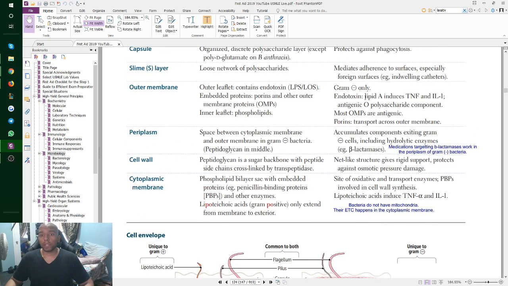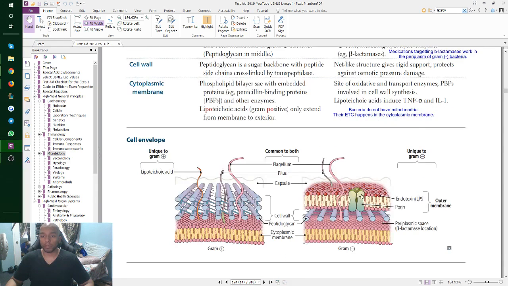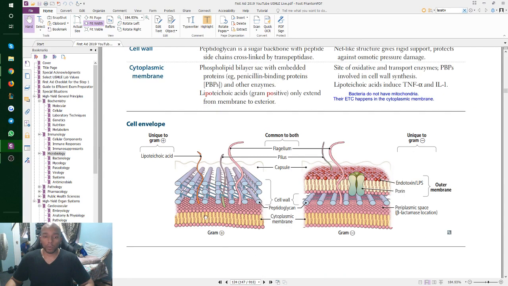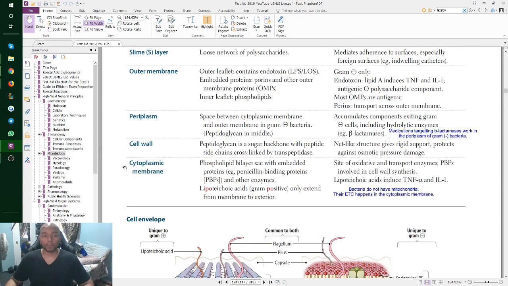They then go to tell you endotoxin, like lipid A, induces TNF and interleukin-1 activity, right? So that's going to be fever and stuff. Antigenic O-polysaccharide component. Most OMPs are antigenic. And then the porin is the thing that's allowing you to have transport across the outer membrane. That's your little porin right here. So there's no porin in a gram-positive guy. So things just come out of that one membrane and can exit, right? But you have a big cell wall, all right?